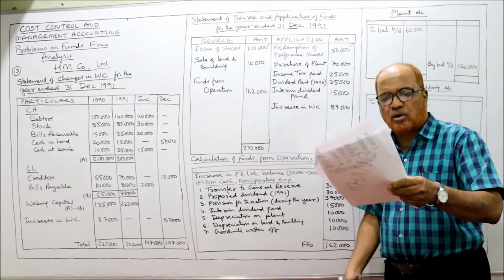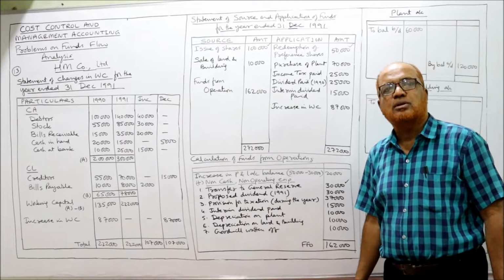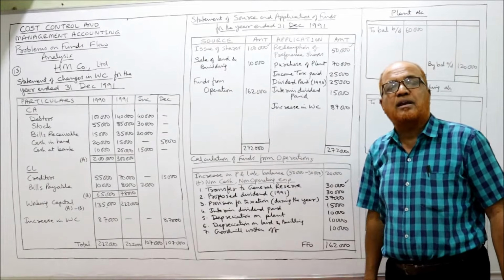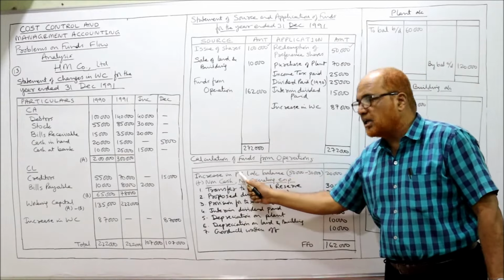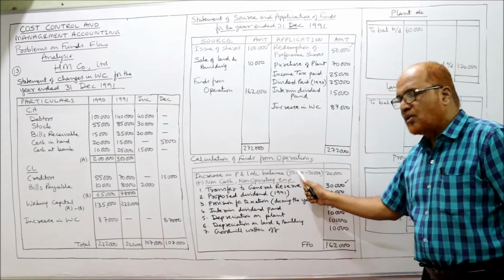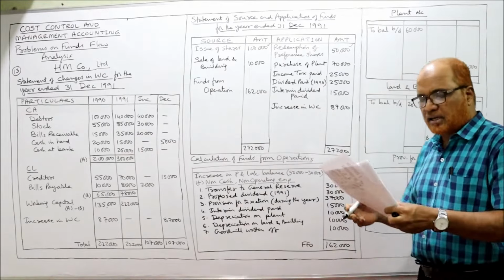Next, profit and loss account. The profit and loss account last year was 30,000. Current year it is 50,000. So how much is the increase in the P&L account? 20,000. So I am taking it as the starting point: increase in P&L account balance. 50,000 minus 30,000, 20,000. Right?